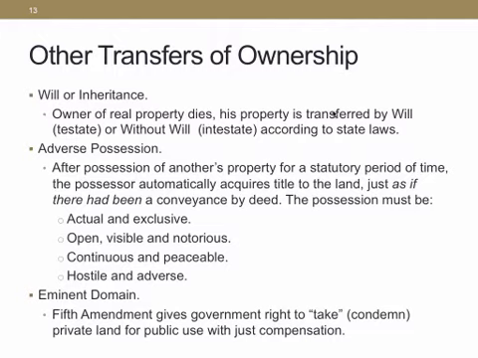If an owner of real property dies, their property could be transferred by a will, which is testate, or without a will, which is intestate, and then the laws of the state would control how that real property passes. Adverse possession is statutory. If somebody possesses someone else's land for a sufficient period of time, actually and exclusively, open, visible and notorious, continuously, peaceably, but hostile and adverse to someone else's interest, they can actually get title to the property just as if there had been a conveyance.